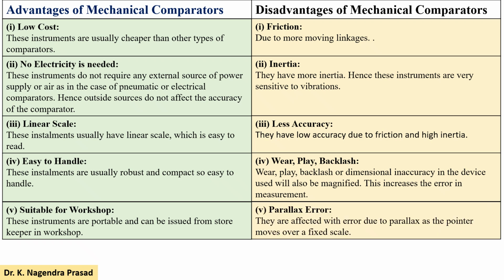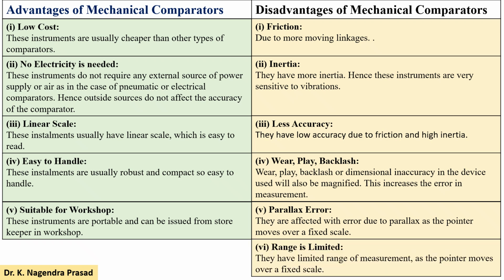And the next limitation is the parallax error. They are affected by error due to parallax as the pointer moves over a fixed scale. And the last one is that the range is limited. So in general, mechanical comparators have a limited range of measurement as the pointer moves over a fixed scale. So these are the limitations of the mechanical comparators.